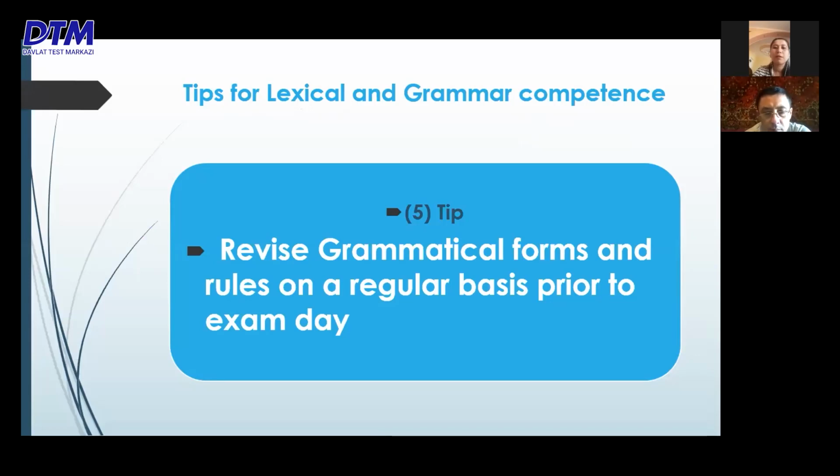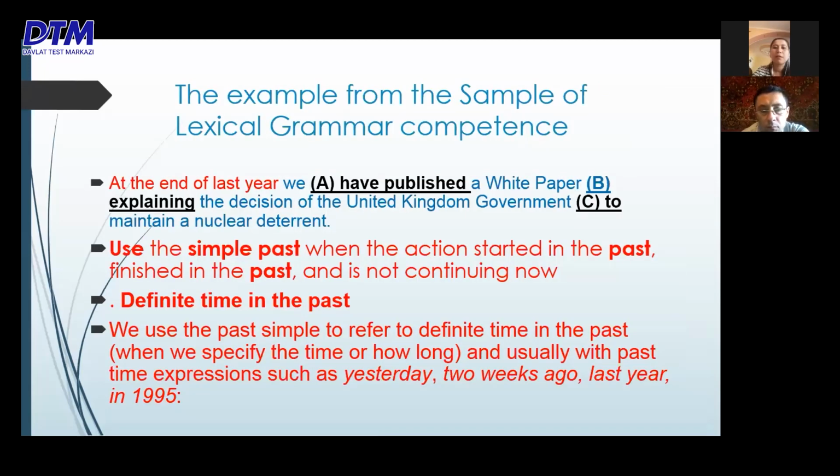Okay. Next tip is revise grammatical forms and rules on a regular basis prior to exam day. This is mostly advice for part 2, because you know that in part 2 you have to find mistakes among underlined words. For example, let's look at one of the examples. At the end of the last year, we have published a white paper explaining the decision of the United Kingdom government to maintain a nuclear deterrent.